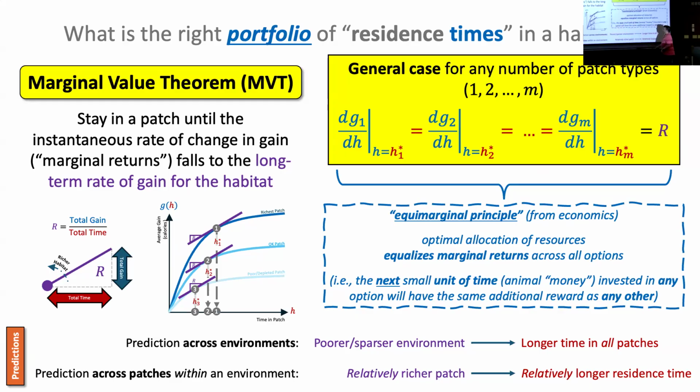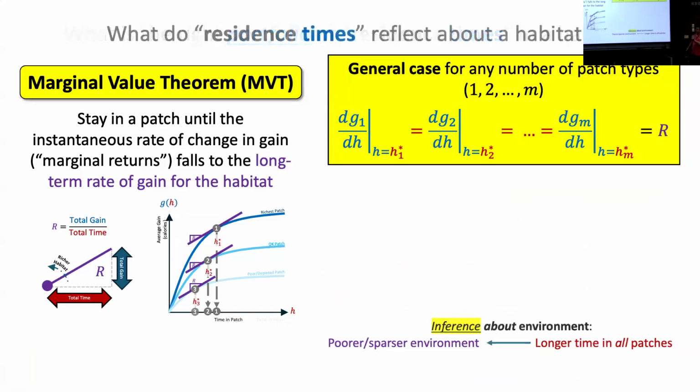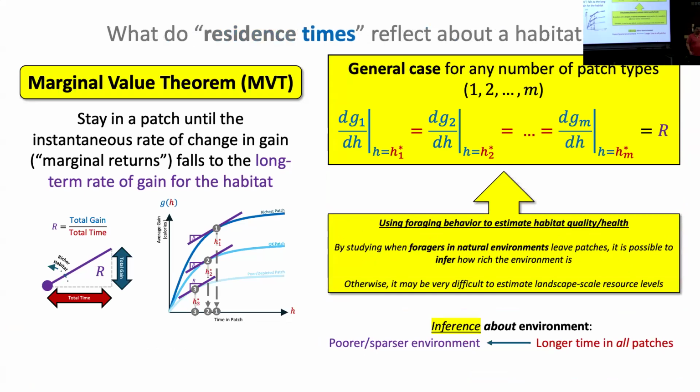The other side of that is, for any given environment, if you look across the mixture of patches, you're going to spend more time in the richer patches. So that's one set of predictions. But a lot of times ecologists flip this arrow, so that we can actually make an inference about the environment.